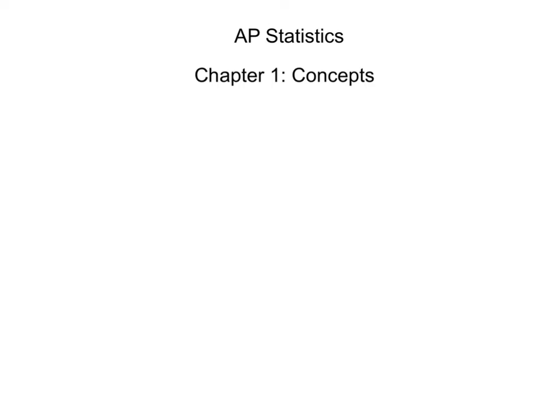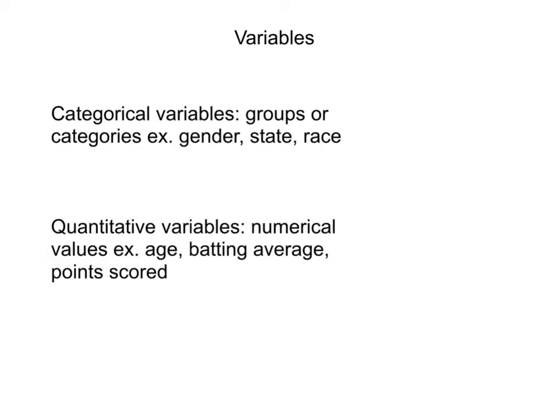So this video is for AP Statistics Chapter 1, and this is going to be the introductory concepts of the textbook, just kind of basic terminology and vocabulary. The first thing you need to know is variables. So we have two different kinds of variables.